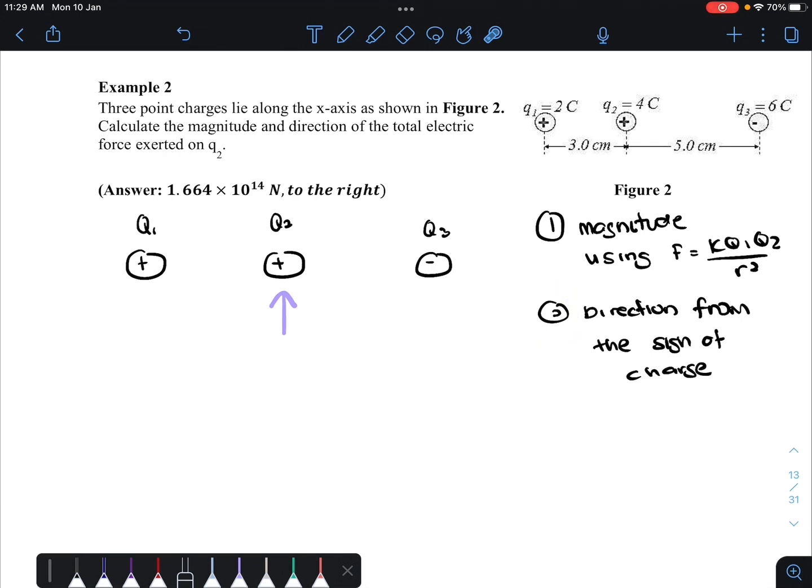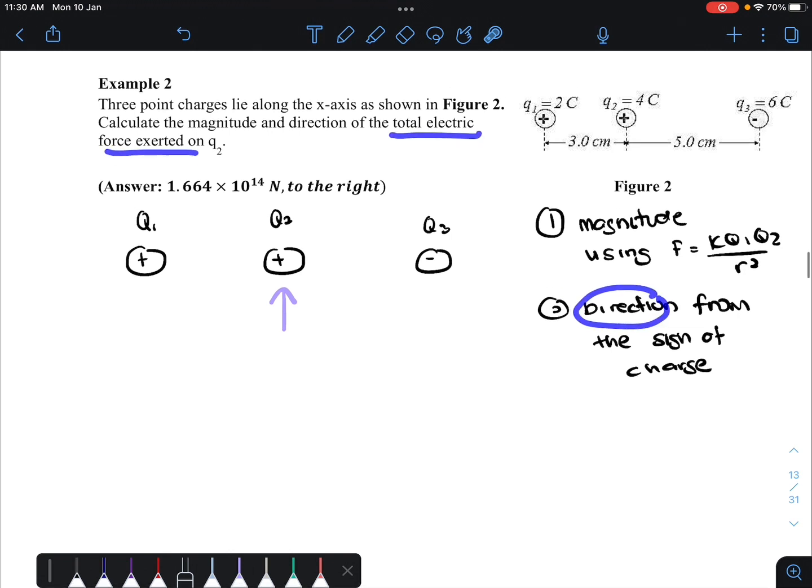Why I'm starting with direction is because to find the magnitude of the total force when you have more than two charges, you have to consider the direction to find the total force. Okay, saya ulang, I repeat myself. We are going to start, kita akan mula dengan menentukan arah forces that Q2 is going to experience. Kenapa? Kita ada lebih daripada dua charge dekat sini. Arah yang kita dapat membantu untuk mengira total force kita.